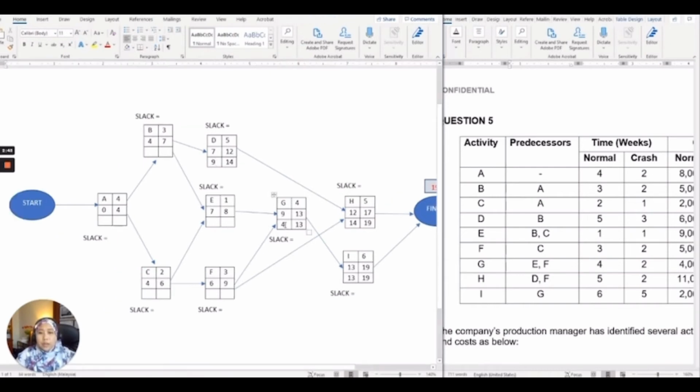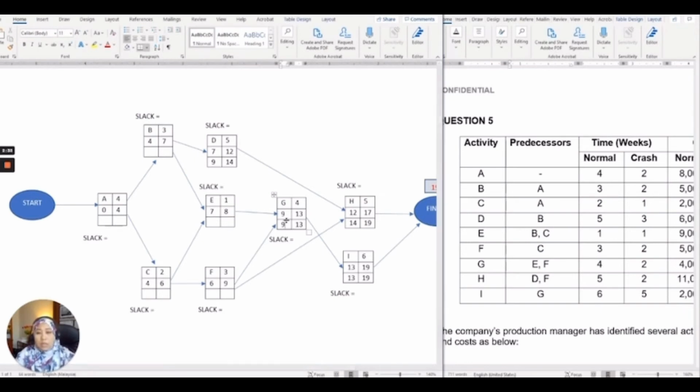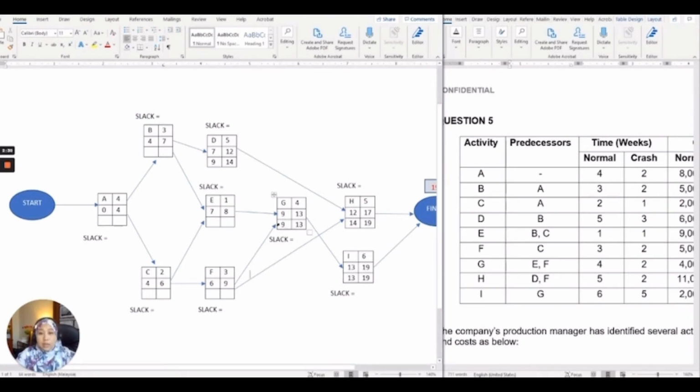Okay, for activity F, you need to compare between G and H. Oh, sorry, I need to correct here, activity G is 9. So 9 compared with 14, you need to get the minimum latest start. So the latest start is 9. And 9 minus 3 equals 6. For activity E, just get straightforward from activity G, which is 9. So 9 minus 1 equals 8.